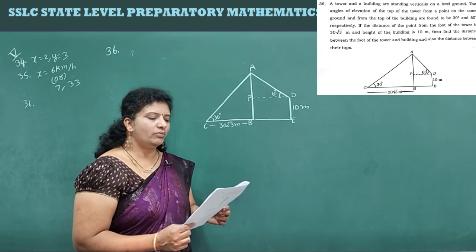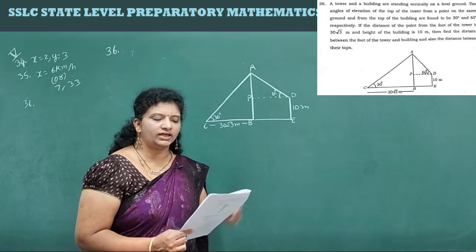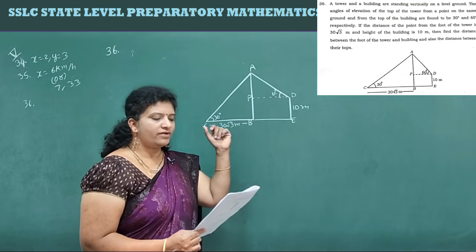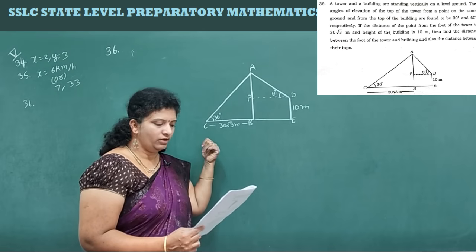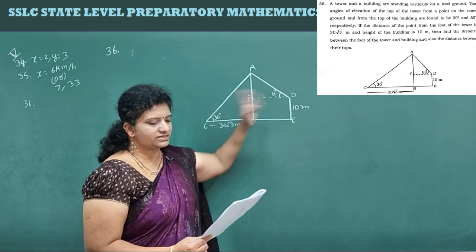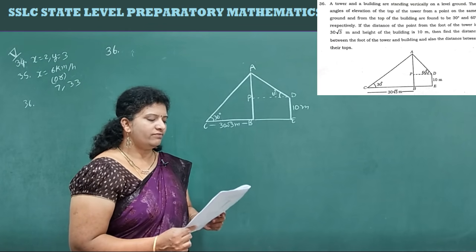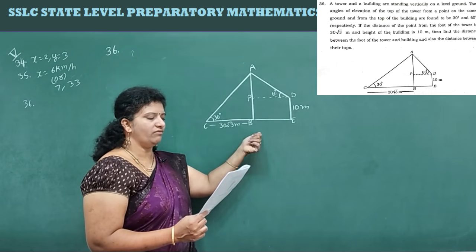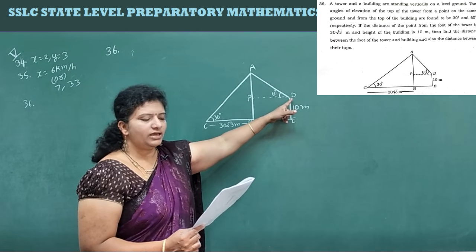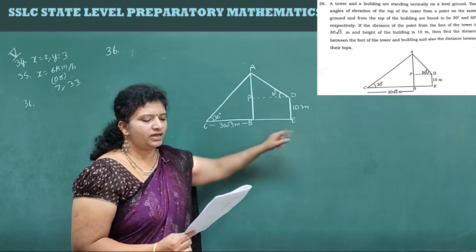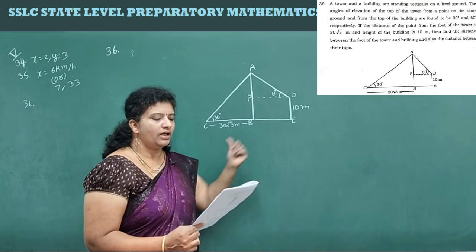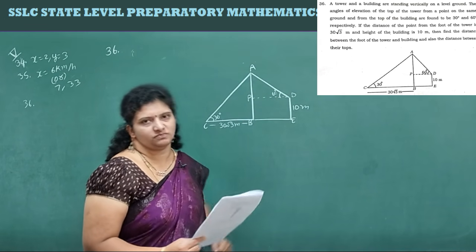36th problem. A tower and a building are standing vertically on a level ground. The angle of elevation of the top of the tower from a point on the same ground and from the top of the building are found to be 30 degree and 60 degree respectively. If the distance of the point from the foot of the tower is 30√3 meters and height of the building is 10 meters, then find the distance between the foot of the tower and the building, that means this one, and also the distance between their tops.